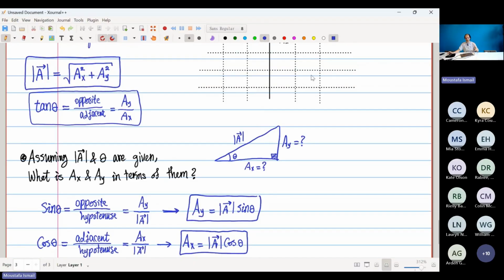So these are the two pictures going back and forth. If we have the components, we can use these two equations to calculate the length and direction. And if we have the length and direction, we can calculate the components by using these two relations, if the angle is the angle made counterclockwise from the positive x-axis. If it's a different angle, you will need to do the geometry again and use trig the way we did here.